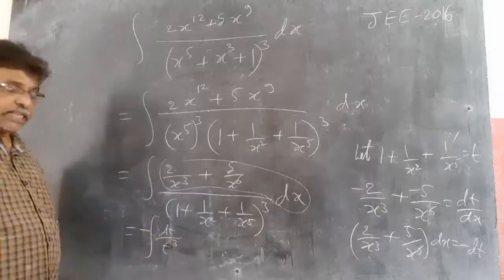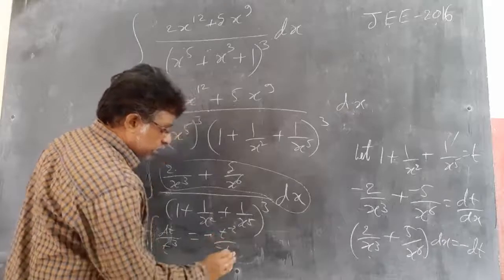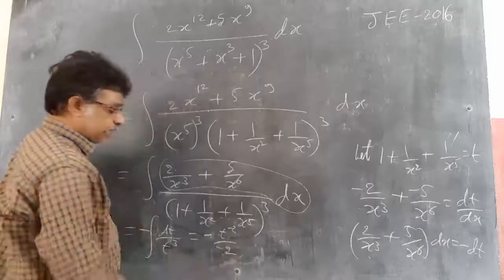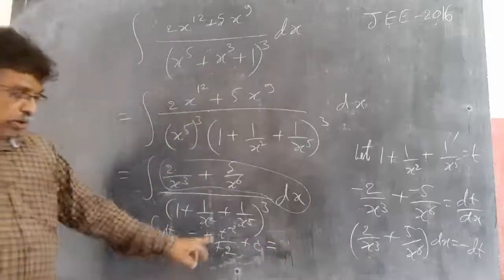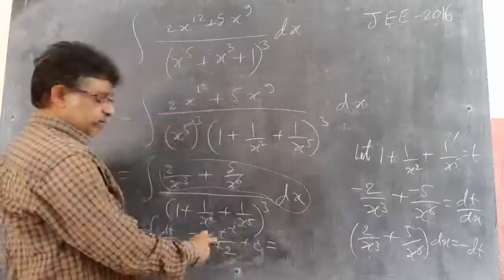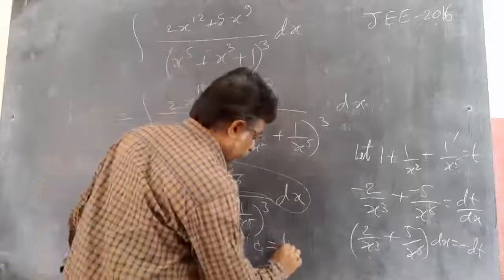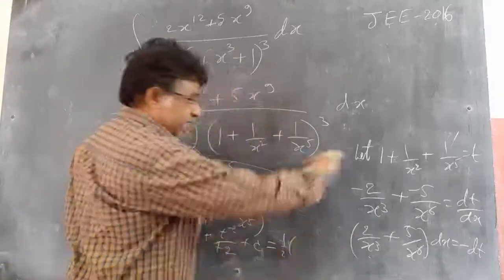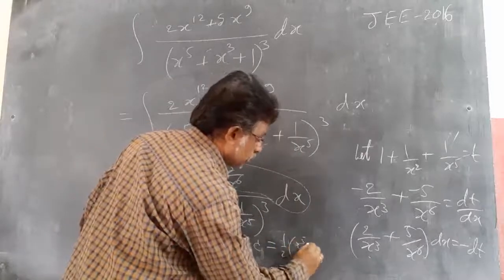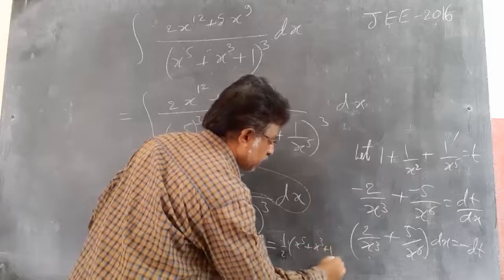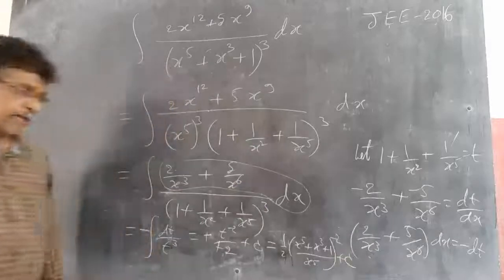Now t^(-3+1) by minus 2, so minus half into t^(-2) by minus 1, the minus and minus cancel, plus c. So this is equal to 1 by 2 into 1 by t square; you can write it as t^(-2), your choice of writing. Now back substitution for t: 1 by 2 into t, if I take the LCM x^5, it becomes (x^5 plus x cube plus 1 by x^5) whole power minus 2 plus c.